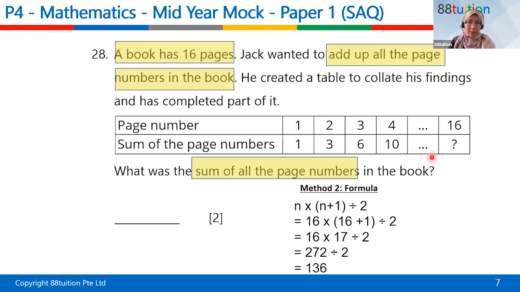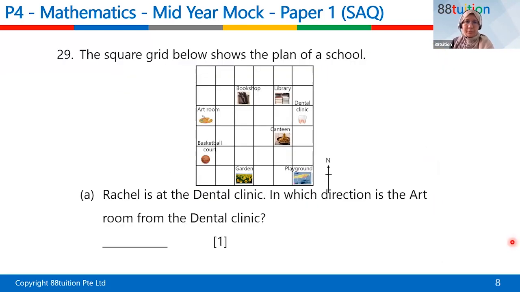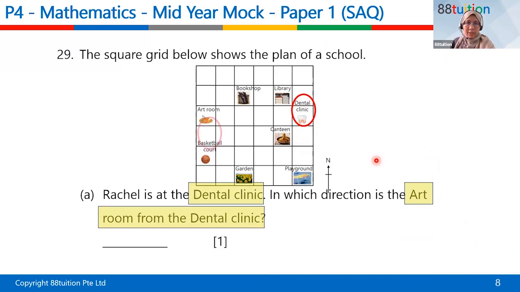All right. Okay, let's move on. The square grid below shows the plan of a school. Rachel is at a dental clinic. Which direction is the art room from the dental clinic? All right, where is the art room? Now you have the dental clinic and there's the art room. So where is Rachel? Rachel is here at the dental clinic. You need to find out where is the art room from the dental clinic.